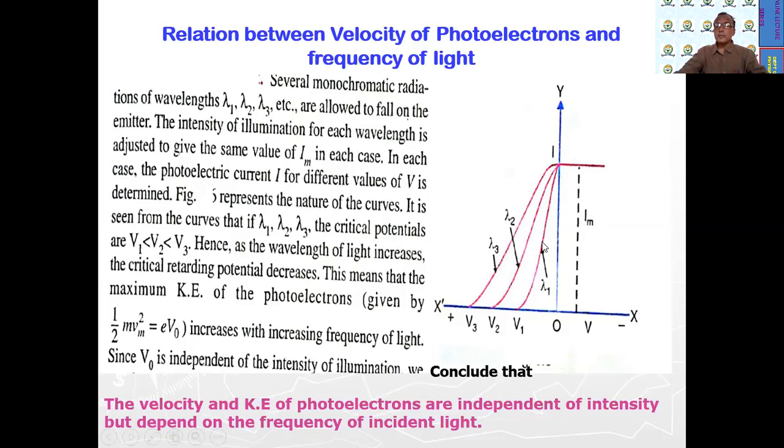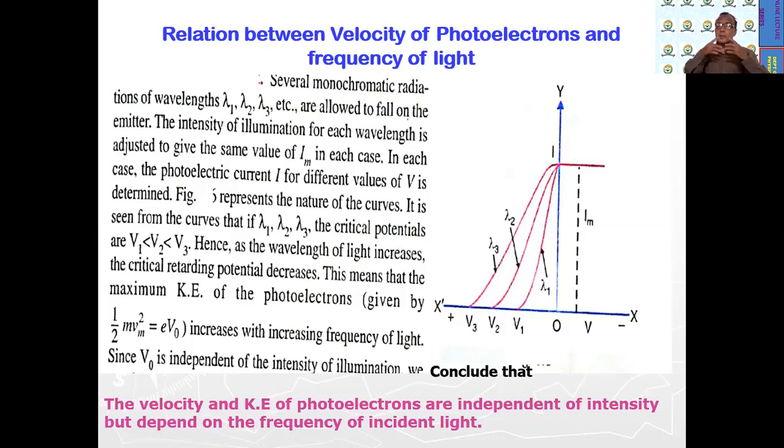V0, the critical potential, is independent of the intensity, as we have seen in the previous case. And from this we conclude that the velocity and kinetic energy of the photoelectrons emitted by the cathode C are independent of the intensity but depend upon the frequency of incident light. That means in the previous case we made one conclusion.